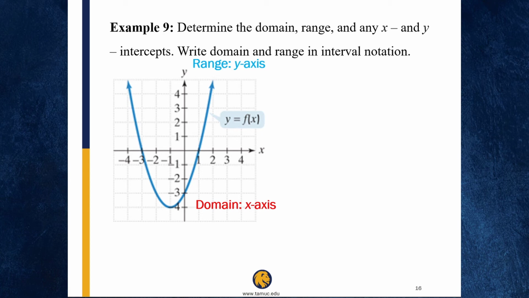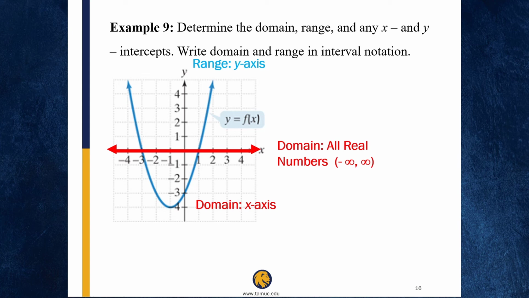So looking at the domain along the x-axis, notice how this function continues to go both to the left and to the right, and just continues to do that off of our graph. That means it continues forever in both directions. That means our domain is all real numbers, which we usually write in interval notation as parentheses negative infinity, comma positive infinity, close parenthesis.